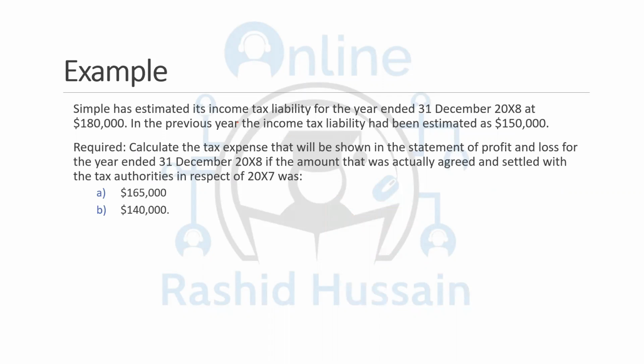Now we have another example. Simple has estimated its income tax liability for the year ended 31st December 20x8 at 1,80,000. So that simply means this is the current year tax provision. Be aware that in the exam, you are supposed to read the question properly. If you're not reading the question properly, you may misread it. So they're saying Simple has estimated its income tax liability.